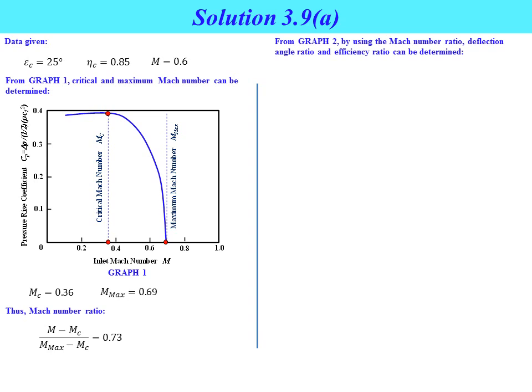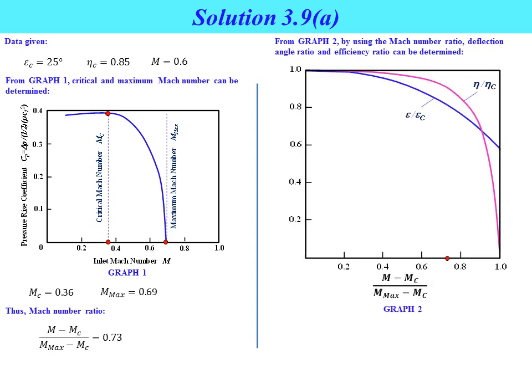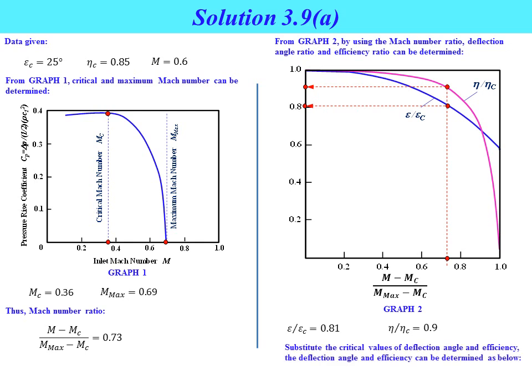From graph number 2, by using the Mach number ratio obtained, deflection angle ratio and also efficiency ratio can be determined. Draw a vertical line for Mach number ratio, so we can obtain the value for deflection angle ratio. Deflection angle ratio equal to 0.81, and you can also determine the efficiency ratio, where the efficiency ratio equal to 0.9. Substitute the critical value of deflection angle and efficiency. The deflection angle and efficiency can be determined as below. So the deflection angle will be equal to 20.25 degrees and efficiency equal to 0.77.